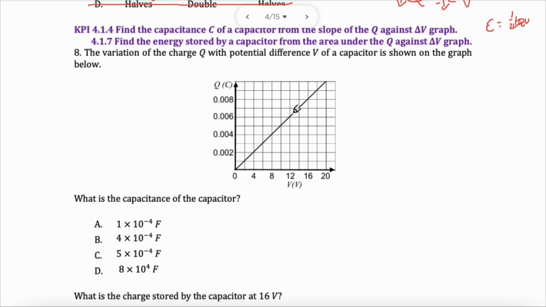Next, we're talking about this variation of charge with voltage on this capacitor. What is the capacitance? So you have a graph. You can just directly remember that graph. The slope of this, rise over run, will be my capacitance. This is my capacitance.